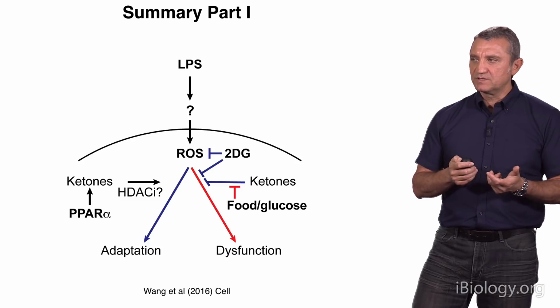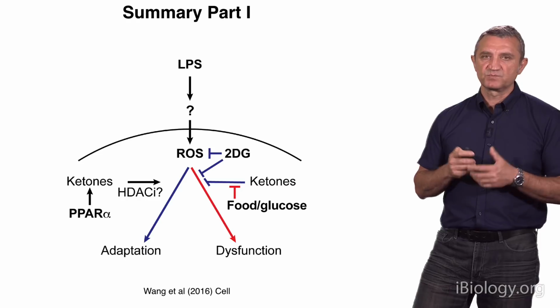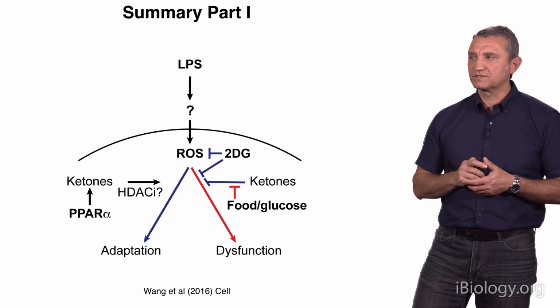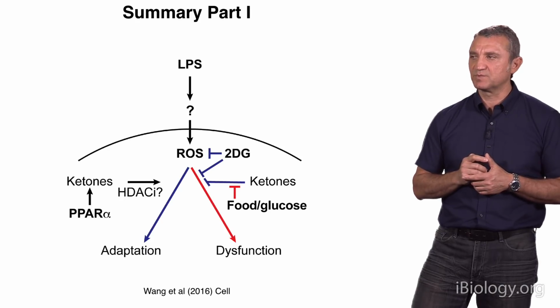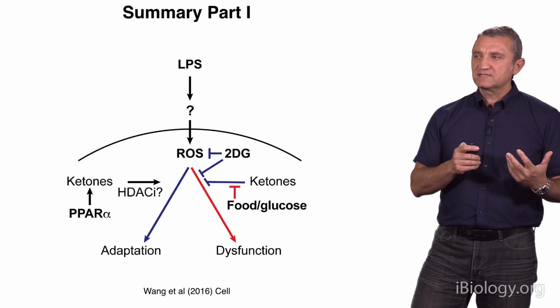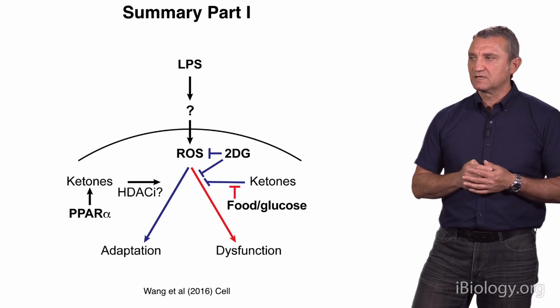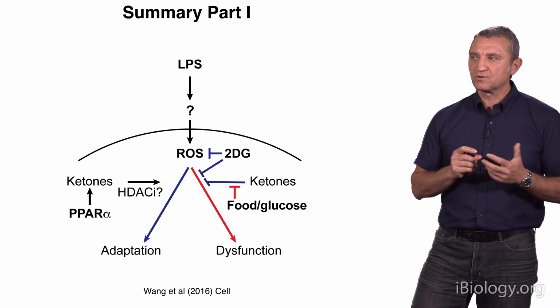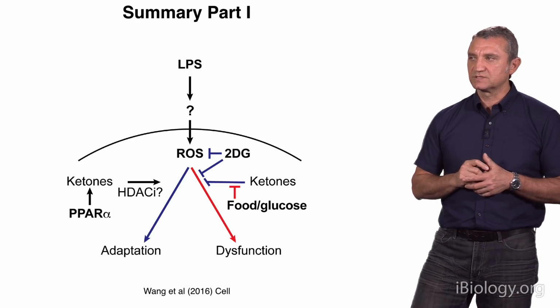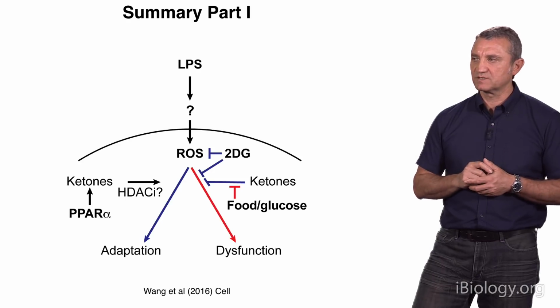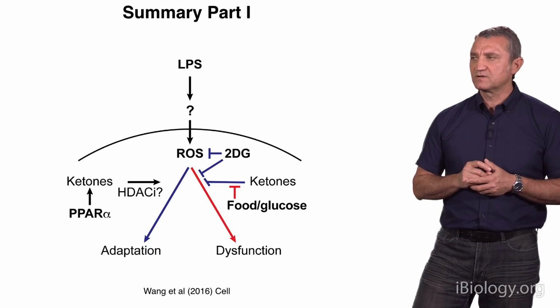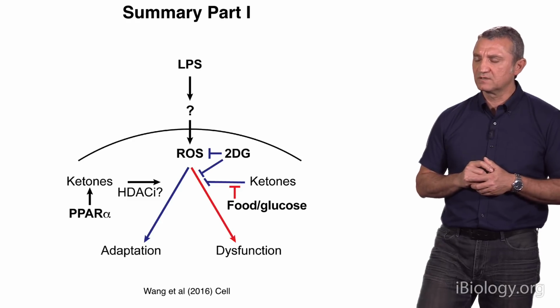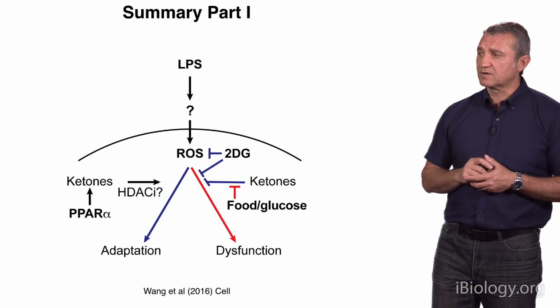And ketones also inhibit that effect, and consumption of food or glucose prevents ketogenesis and therefore interferes with the protection from this damage by ROS. And during fasting, a PPAR alpha dependent mechanism generates ketones, which lead to reduced ROS production and adaptation to this stress of inflammation, and survival ultimately. And we think one of the common targets here could be histone deacetylases, because both ketones and valproic acid are known to inhibit histone deacetylases. And this is something we are currently testing.